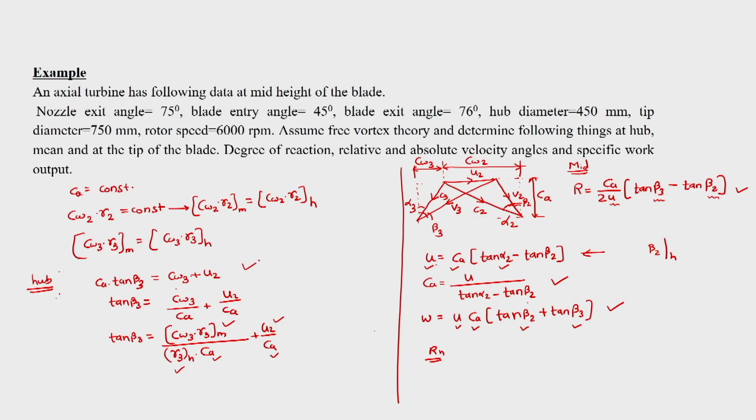So once we have found out tan alpha 2 at the tip, we will find out tan beta 2 at the tip using the formula U upon Ca. Okay, so that will give us tan beta 2. Then we have to find out tan beta 3. So for tan beta 3, again we will use the same formula, Ca tan beta 3 is equal to CW3 plus U2. So everything would be repeated for the tip. So this is how we can solve an example in case of an axial turbine.